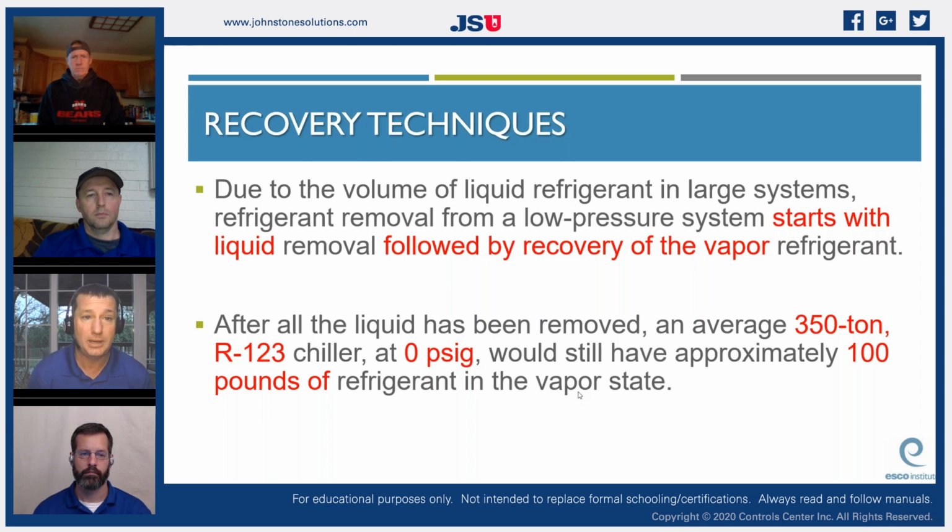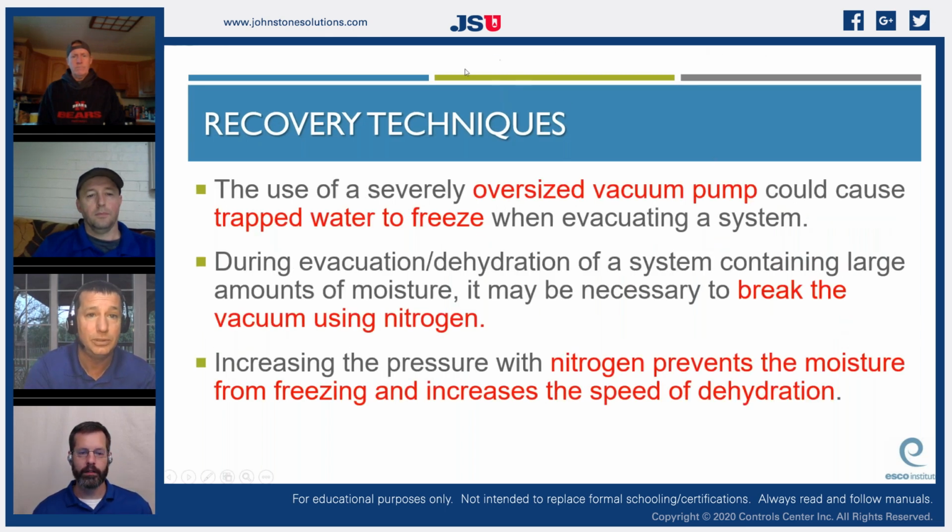Because, you know, we're not talking about 3/8 and 7/8 line sets. We're talking about maybe 6-inch suction lines. Yeah, that's a lot of volume. And on our tube and shell heat exchangers, we probably got 1.5 inch tubes inside of there. And some of these heat exchangers are 3 or 4 feet in diameter. That's a lot of capacity in vapor state. So we have to really pull these down into nice deep vacuums, even just on doing our refrigerant recovery.